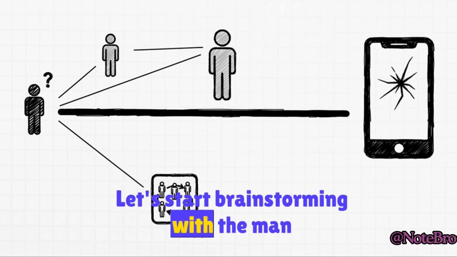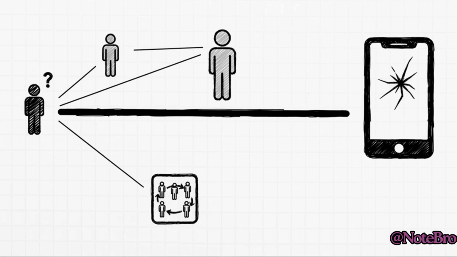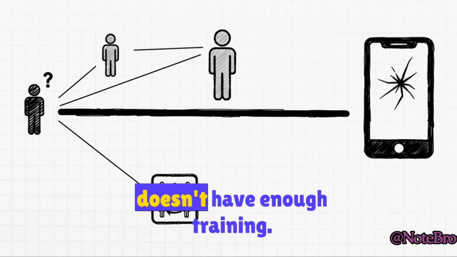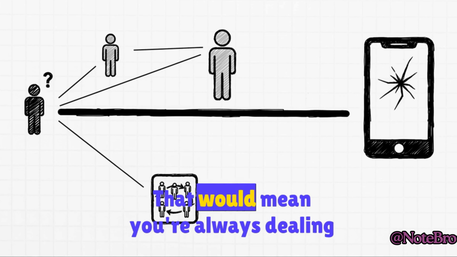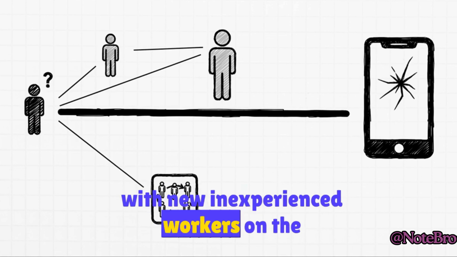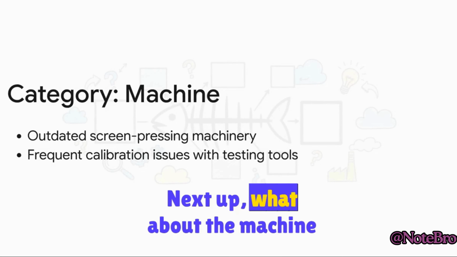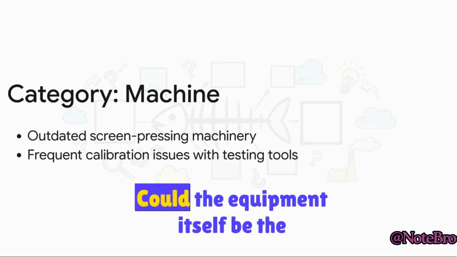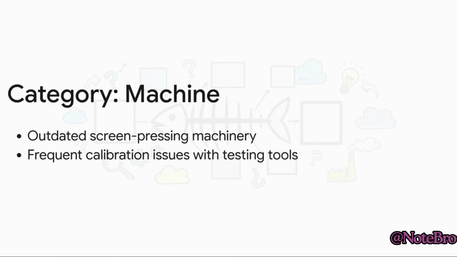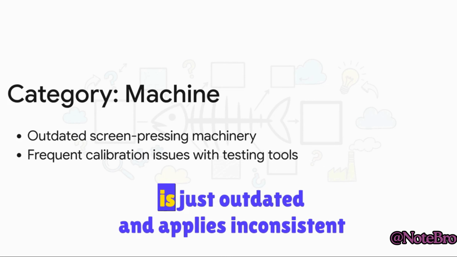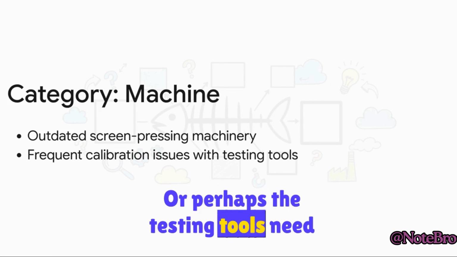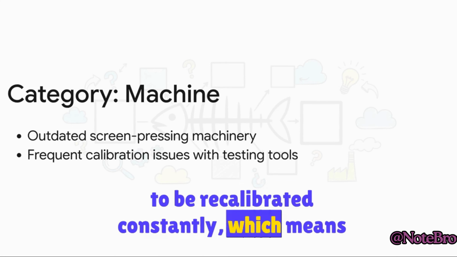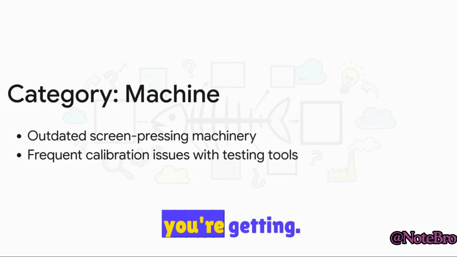Let's start brainstorming with the man or people category. What could be causing defects here? Well, maybe the assembly staff just doesn't have enough training. Or what if there's really high employee turnover? That would mean you're always dealing with new, inexperienced workers on the line. Next up, what about the machine category? Could the equipment itself be the villain here? Maybe that old screen pressing machine is just outdated and applies inconsistent pressure. Or perhaps the testing tools need to be recalibrated constantly, which means you can't even trust the data you're getting.